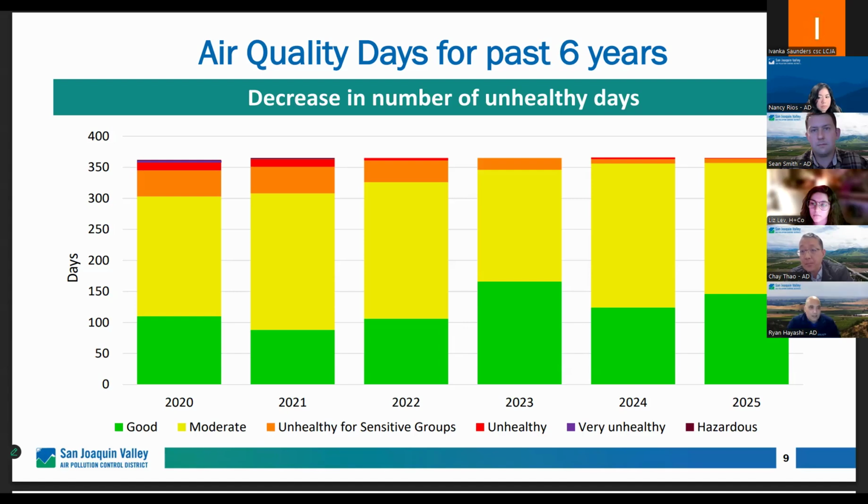Well, I think what it's saying is there were 3 days that were in the orange, which is unhealthy for sensitive groups. Whereas in 2024, you can barely see it, but there's a little red line at the very top of 2024, which is unhealthy.